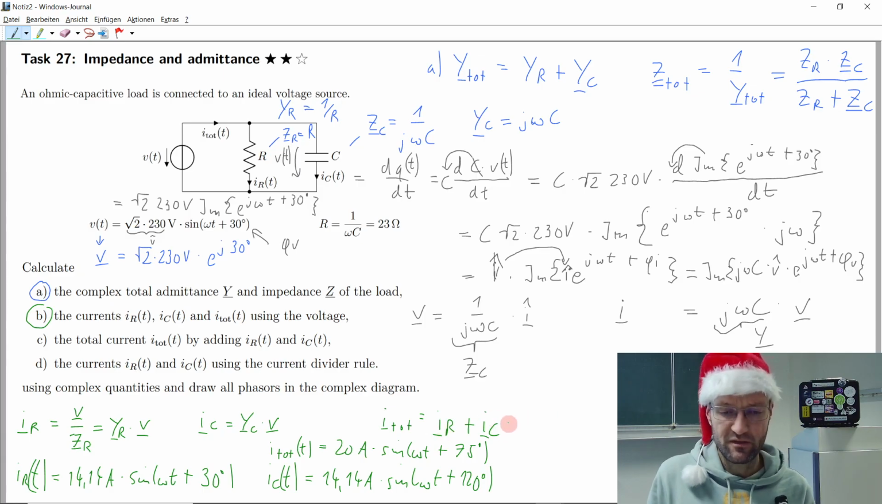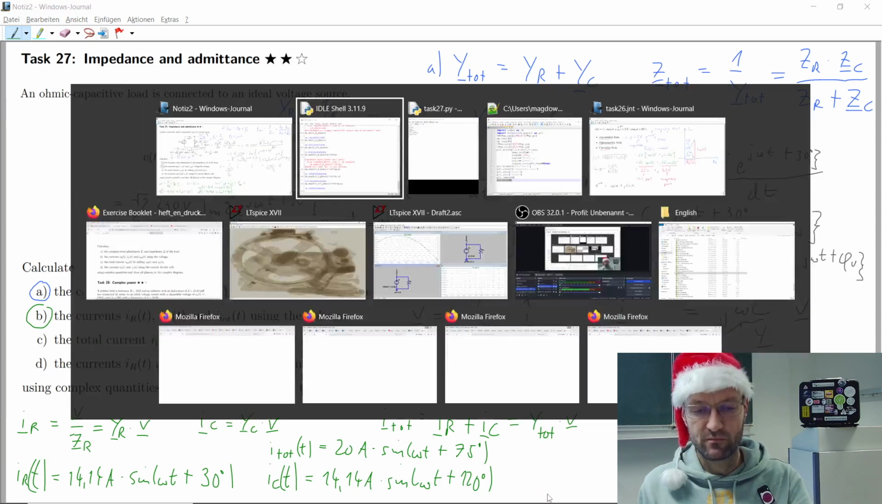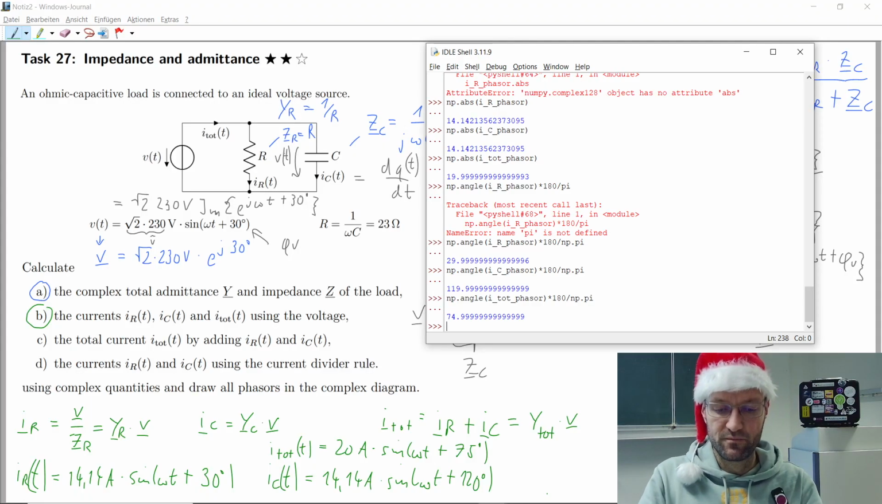Do I have some space here? What would be another way to calculate the total current from the voltage? Total admittance, exactly. The total admittance multiplied with the voltage. This should also work. So let's try it out.